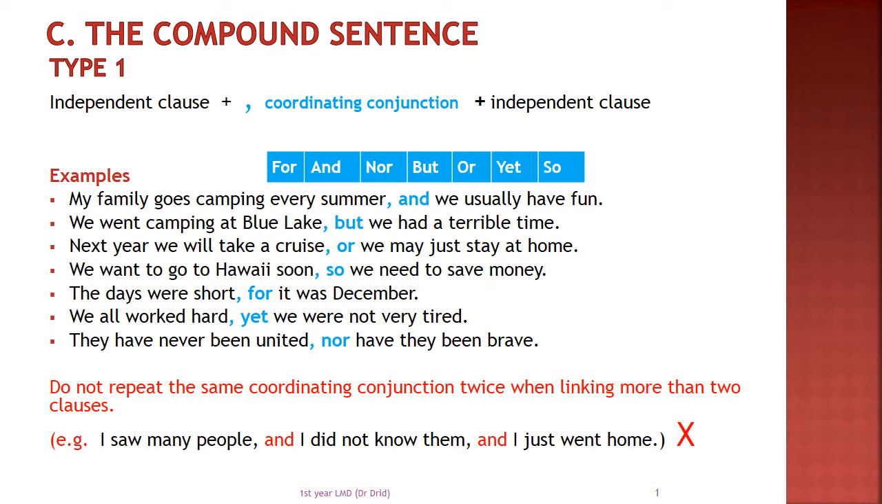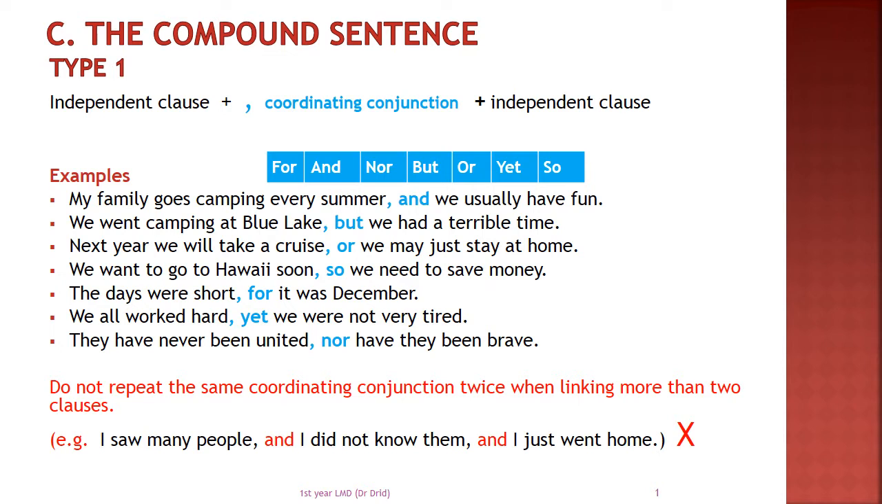Generally, the coordinating conjunctions relate or link equal elements, independent elements. We can add another clause to this sentence, but we have to change the type of coordinating conjunction. We may say, for instance, my family goes camping every summer, comma, and we usually have fun, comma, but we sometimes have problems. This is also a compound sentence because it contains only independent clauses.